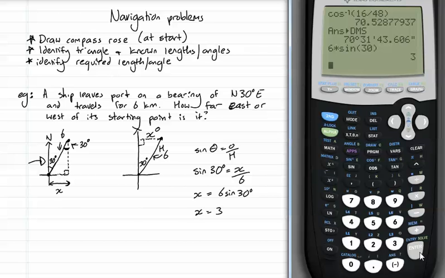Now it has given me options east or west. Obviously in this question the ship went east of its starting point. It was a word question. Give it a word answer. The ship is 3 kilometers east of its starting point.